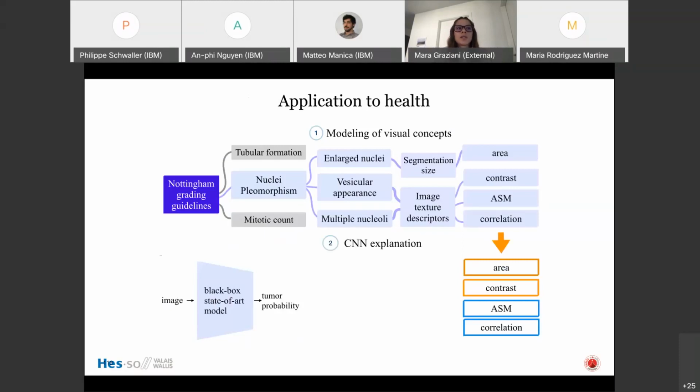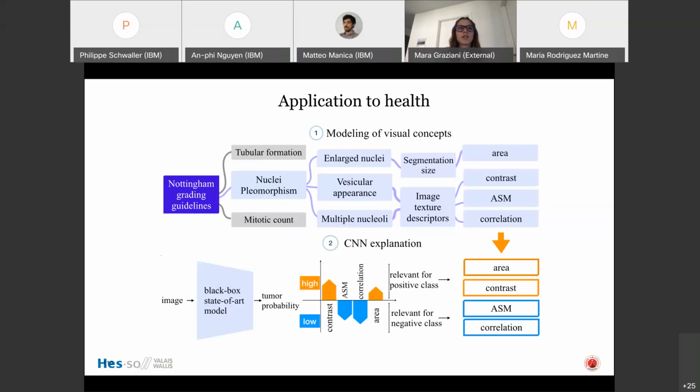Now, our second step in the analysis was to attribute these concepts to the decision taken by the convolutional network. And we did this for the tumor and the non-tumor classes. So we looked at novel explanation of our network. Interestingly enough, we found that the network was sort of in line with the guidelines. So for instance, the relevance of the concepts that we analyzed matched with our expectations from the grading guidelines.